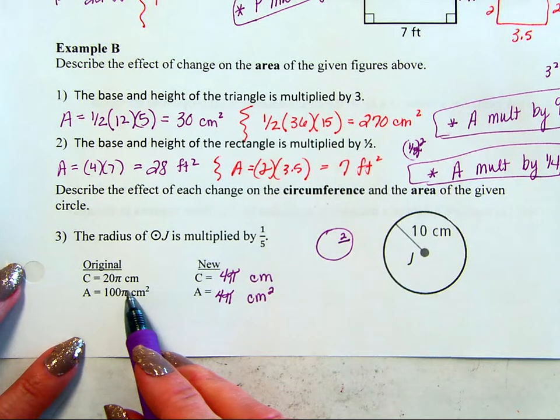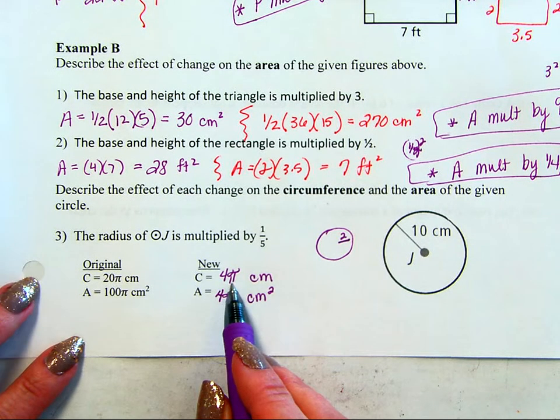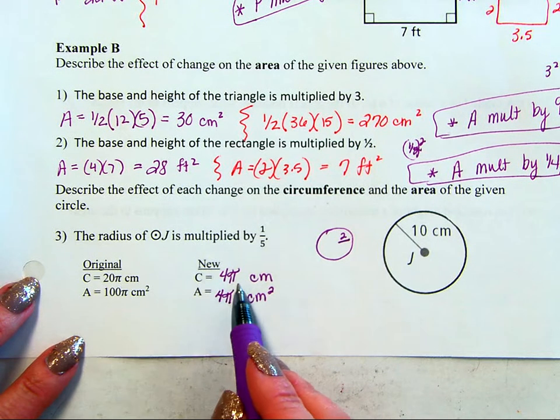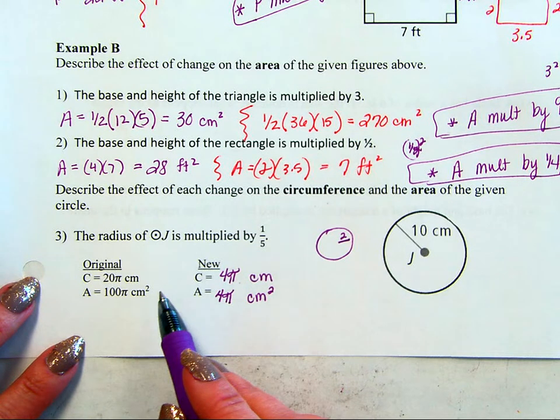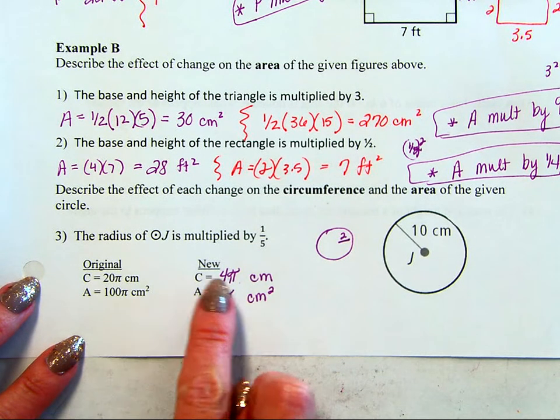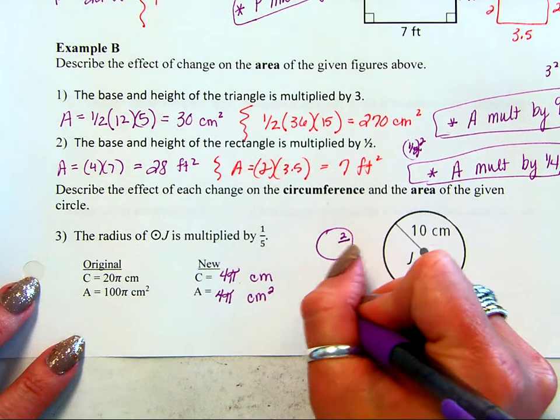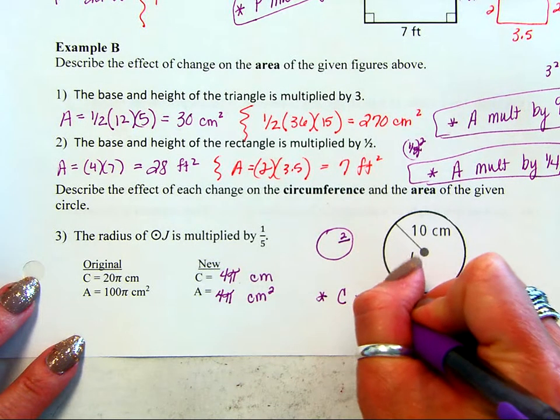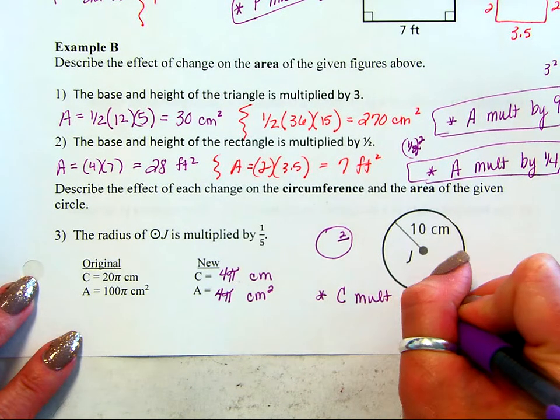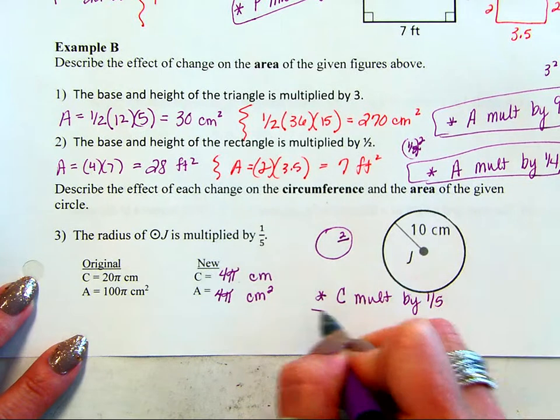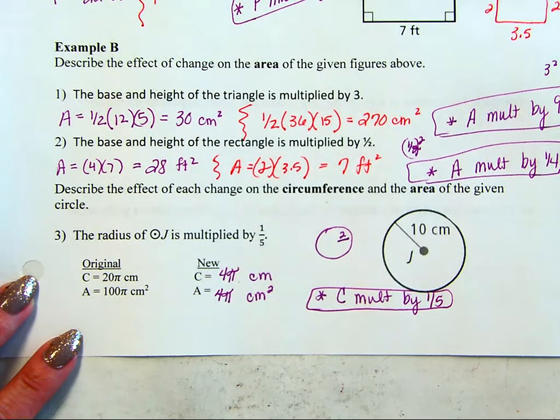Now, when I compare, what happens to my circumference? If I go from 20 pi to 4 pi, when you divide those, 4 pi by 20 pi, you would see that this is actually multiplied by 1/5. So the circumference multiplies by that same factor, because the circumference is like the perimeter.